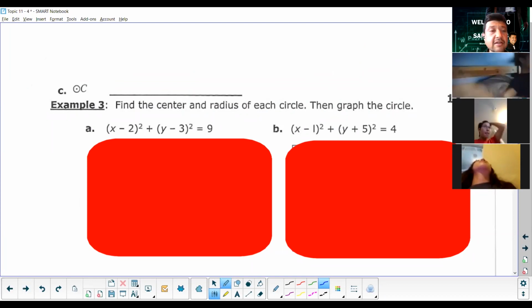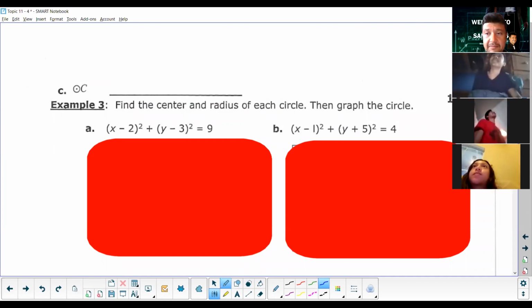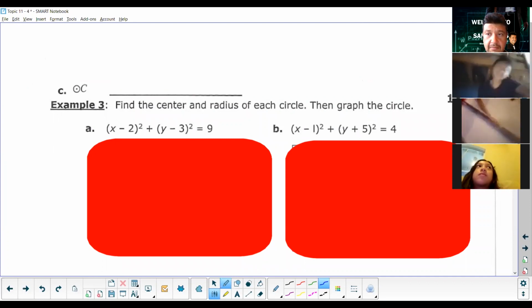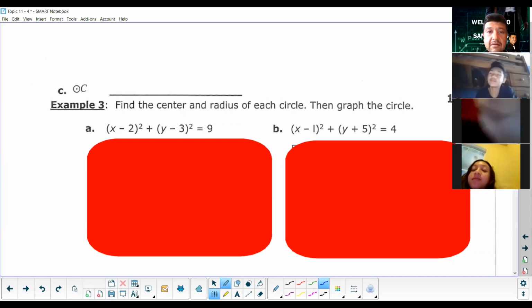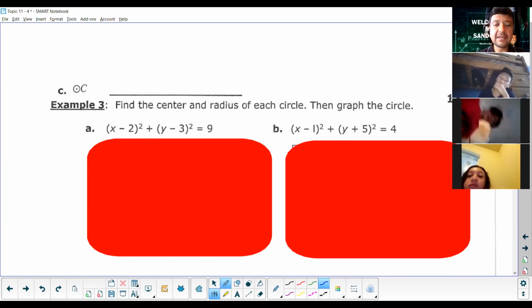You understand that? Okay. Now go ahead and read example 3. Find the center and the radius of each circle, then graph the circle. All right, good. So give me what you would do.